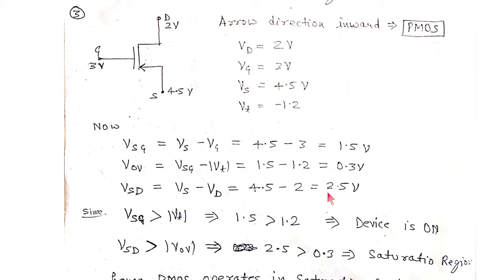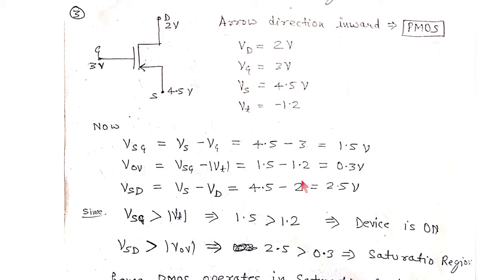Now we will check the conditions. First, whether the device is on or off. VSG is greater than mod Vt. VSG is 1.5, and since it is PMOS, we will check with mod Vt. Mod Vt is equal to 1.2. So 1.5 is greater than 1.2. It means the device is on.